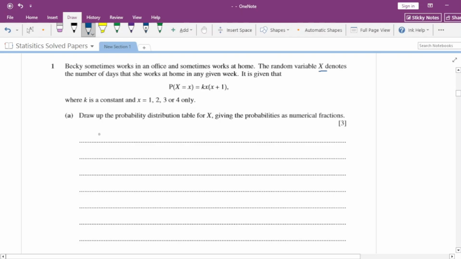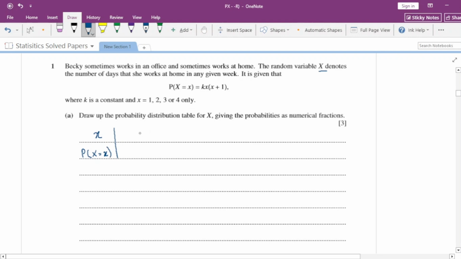Alright, this is probably one of the easiest questions in which you can score very easily. First of all, they're asking you to create a table. So how do you want your table? You're going to basically have two rows. You're going to have a row for x and a second row to show the probability that X, the random variable, is equal to that given x you're finding for.